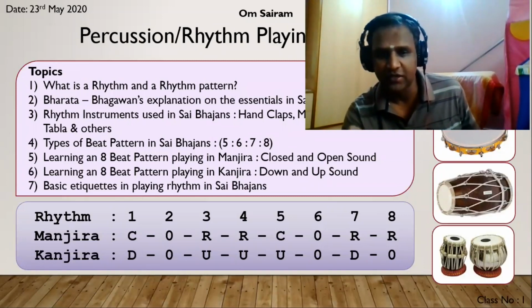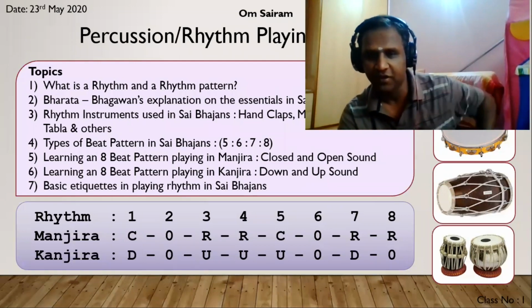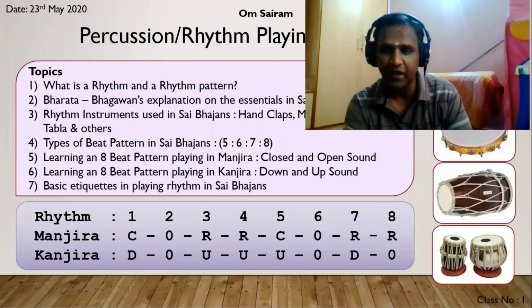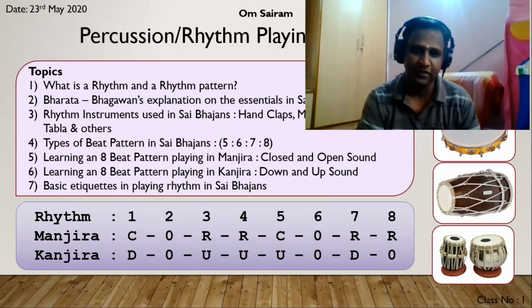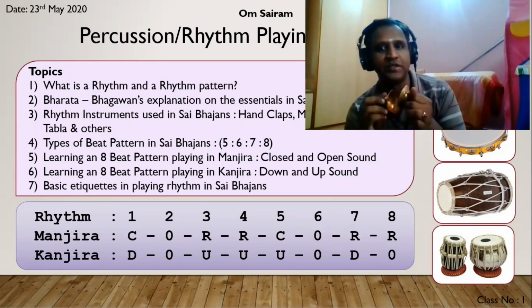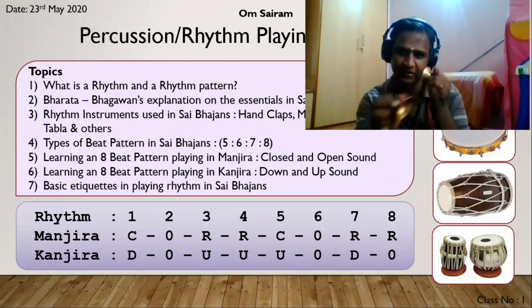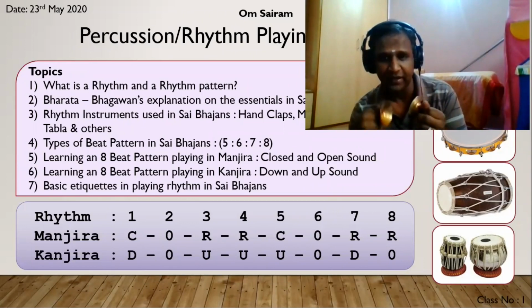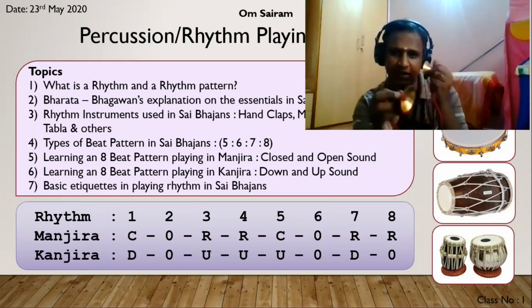So we talked about Manjira and Kanjira patterns. You can see that CRR. I think many of you have also come back to me and told me that it is not very clear. So I will explain more in this session. C means closed. In Manjira, C means closed. So you are not letting it vibrate. This is closed, and this is ring. I'm calling R ringing, open sound or ringing sound. Because already I have a 0 there, I didn't want to put O there. O and 0 look similar. So I put an R symbol there. You can call it a closed sound and a ringing sound.